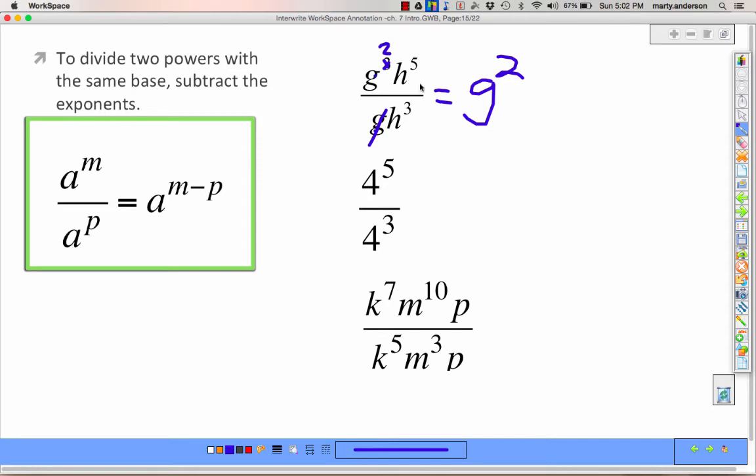Same thing, 5 minus 3 is 2. But these 3 cancel out with 3 of those. There has to be 2 left. So I get h squared. 5 minus 3 would be 2, so h squared.